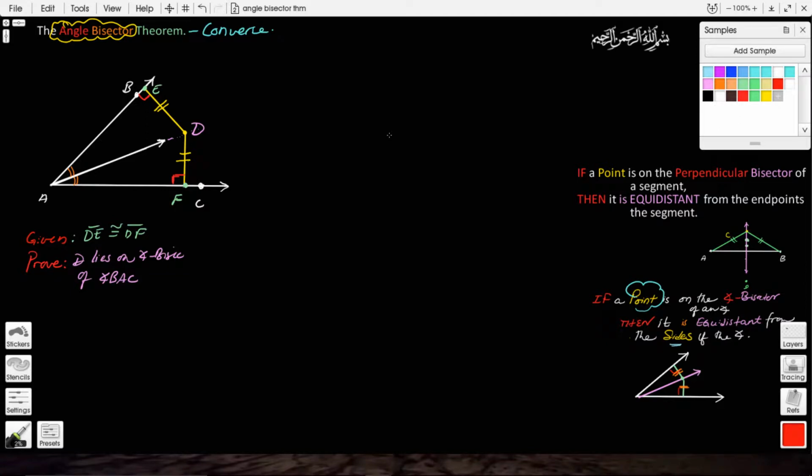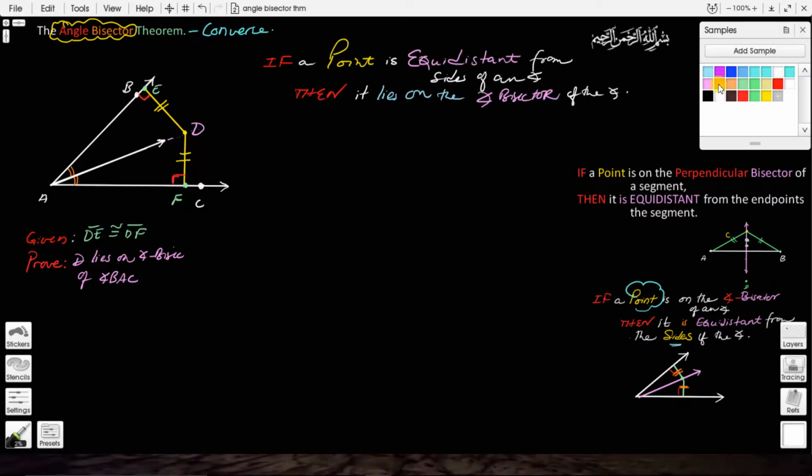So let me write that for you. If a point D is equidistant, for example, from the sides AC and AB, which means DF is congruent to DE, that's what it means to be equidistant. And you measure distances perpendicularly, so you would measure the distance like over here. The perpendicular distance is measured, of course, as you know. So DF is congruent to DE. That's the given information. The point is equidistant, then it lies on the angle bisector.